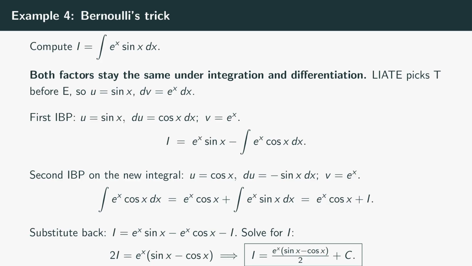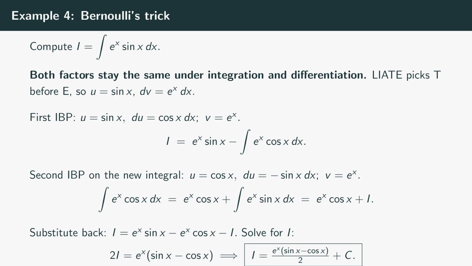Same logic, u equals cos x, dv equals e^x dx. So du equals minus sin x dx, and v equals e^x. The integral of e^x cos x dx becomes e^x cos x minus the integral of e^x times minus sin x dx, which is e^x cos x plus the integral of e^x sin x dx, and that last integral is our original I.